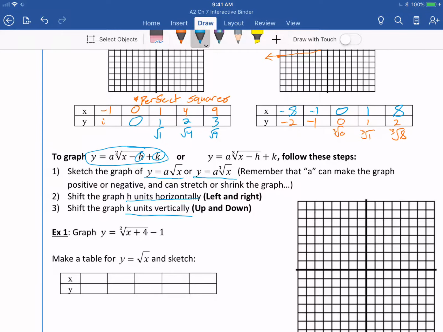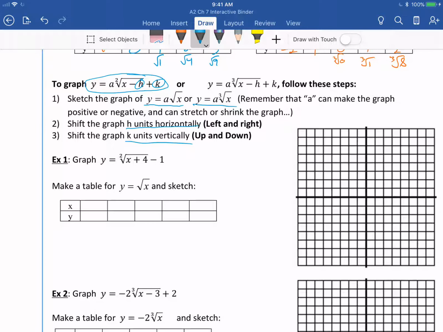All right, so perfect here. Let's look at this guy, and it says here I just worry about this. So this is my parent function right away. All right, so that's my parent, and that's all I'm going to worry about. And remember that for square roots, I like to plug in 0, 1, 4, and 9.